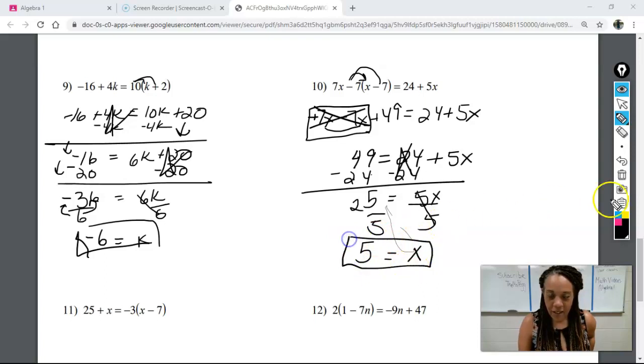And the final one is x equals the number 5. Awesome. So what I'd like you to do is go ahead and challenge yourself to finish numbers 11 and 12 on your own. I know you can do it.